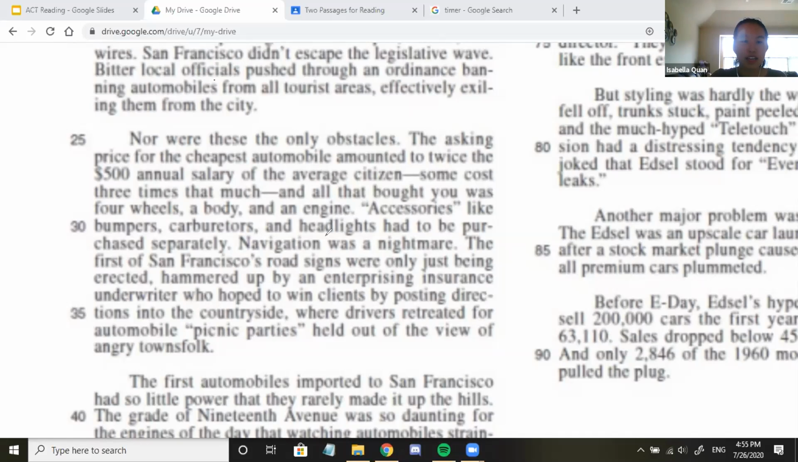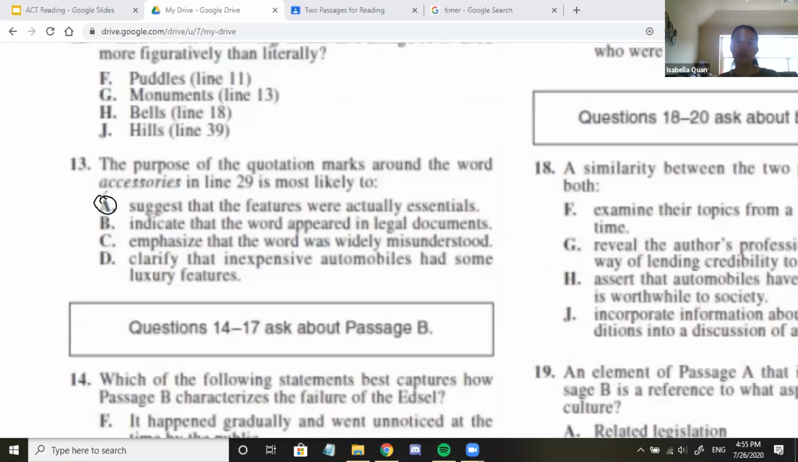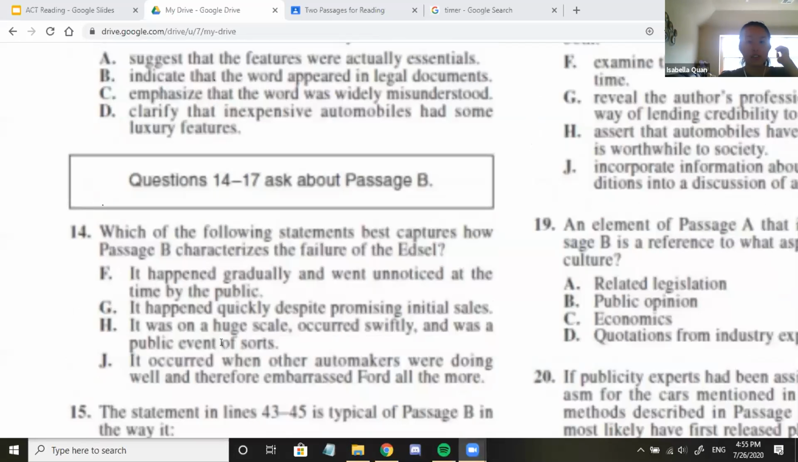So from there you can kind of infer that it would be A. These features are definitely essential if you want to have a working car that you don't die in. All right, number 14. Which of the following captures how passage B characterizes the failure of the Edsel?